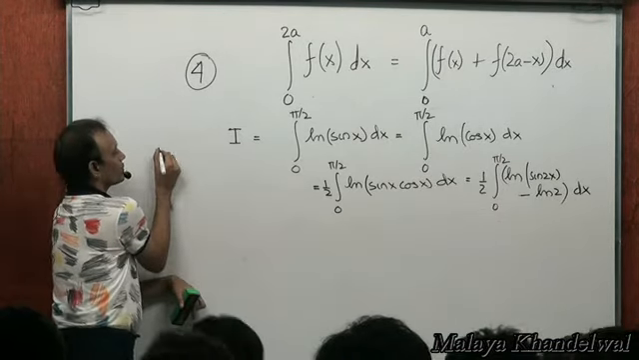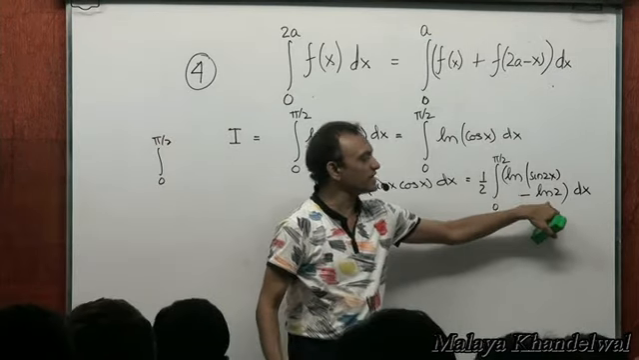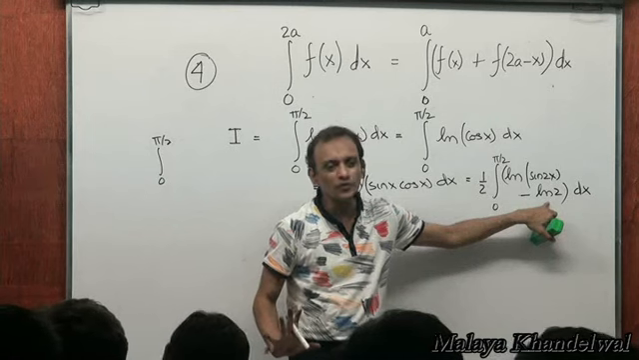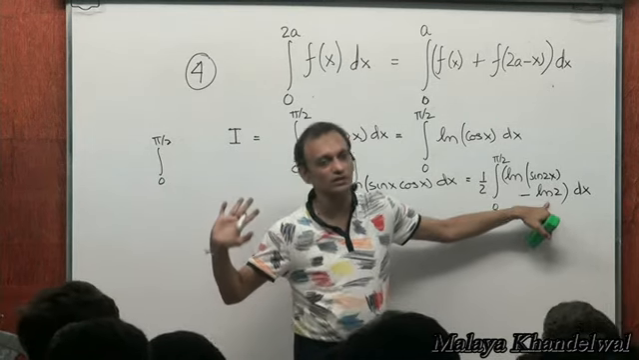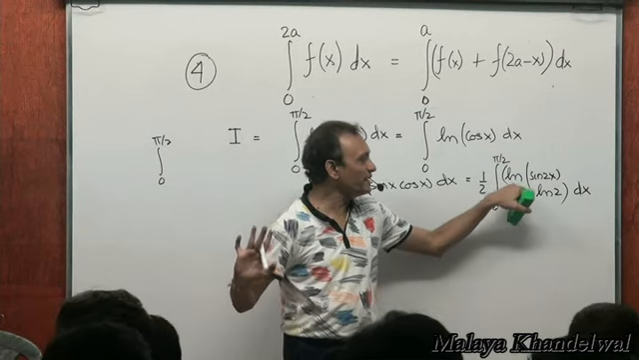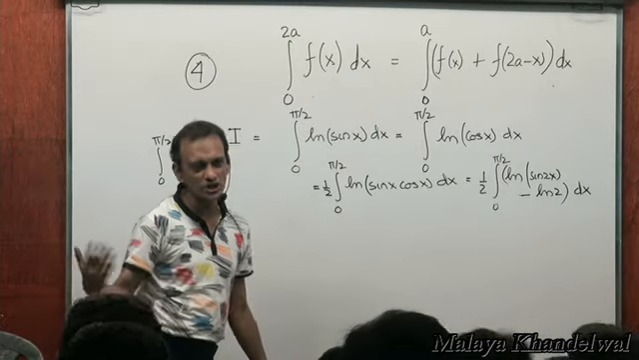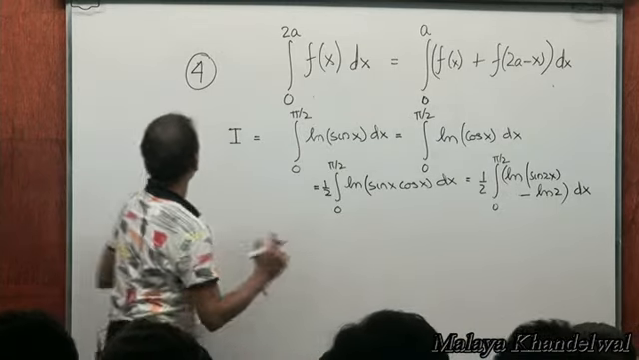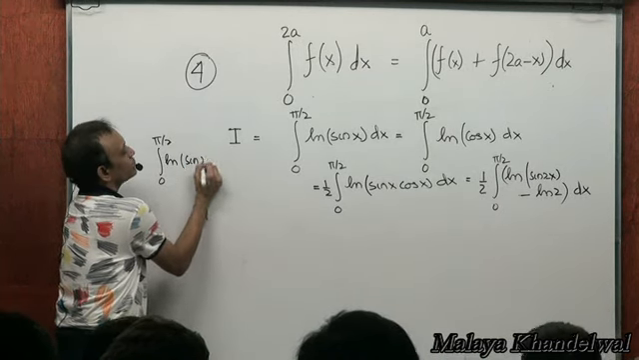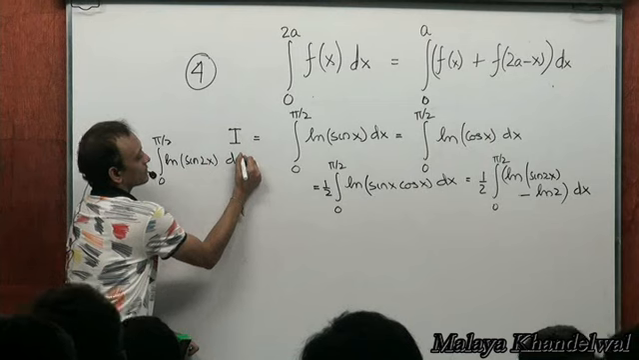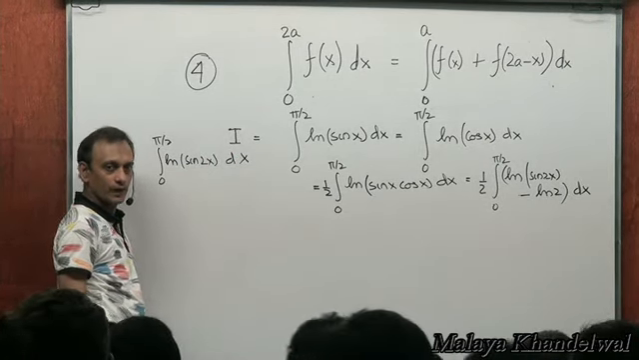Now just look at 0 to pi by 2. See, this ln 2 is all right. I don't want to do further amends to this. I'll allow it to reside there as it is. Let me deal with 0 to pi by 2 ln sine 2x dx. Let me just deal with that independently for a while.